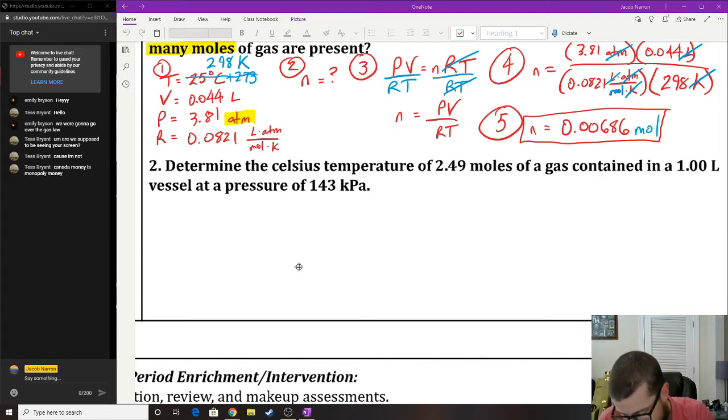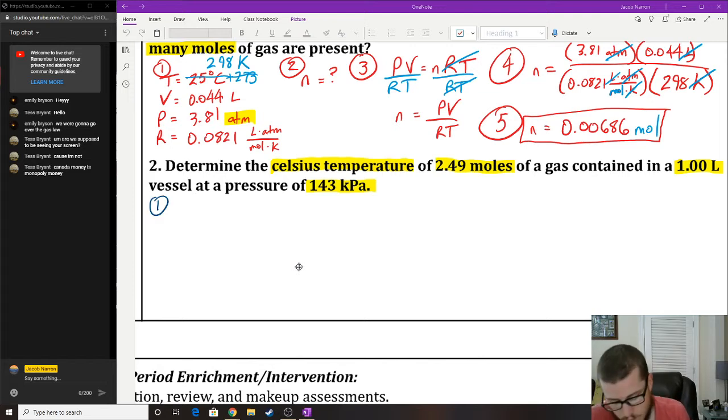It says determine the Celsius temperature of 2.49 moles of a gas contained in a 1 liter vessel at a pressure of 143 kilopascals. Now, I'm going to read it again. Determine the Celsius temperature. So already I know what I'm looking for. I know I'm looking for temperature of 2.49 moles of a gas contained in a 1 liter vessel at a pressure of 143 kilopascals. So they gave us a lot of stuff. Now I'm going to move a little bit more quickly this time, so make sure you can keep up.